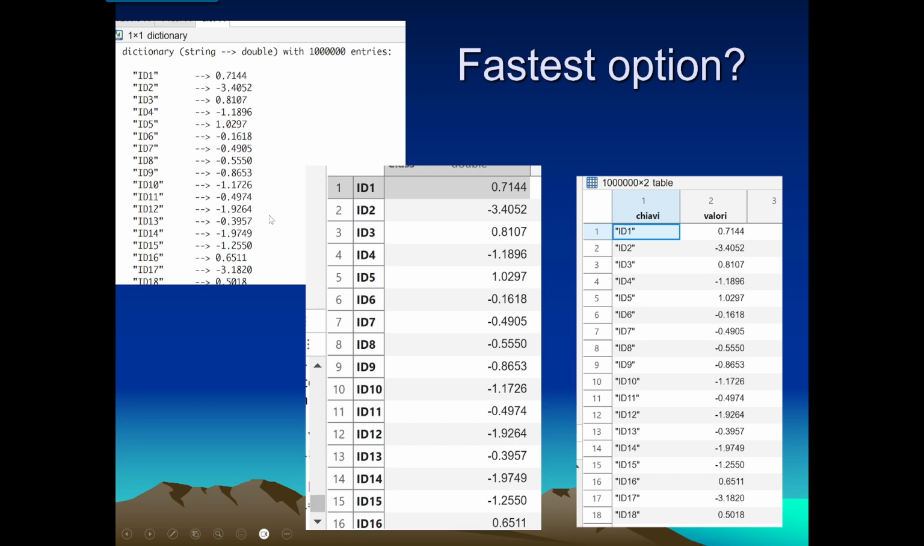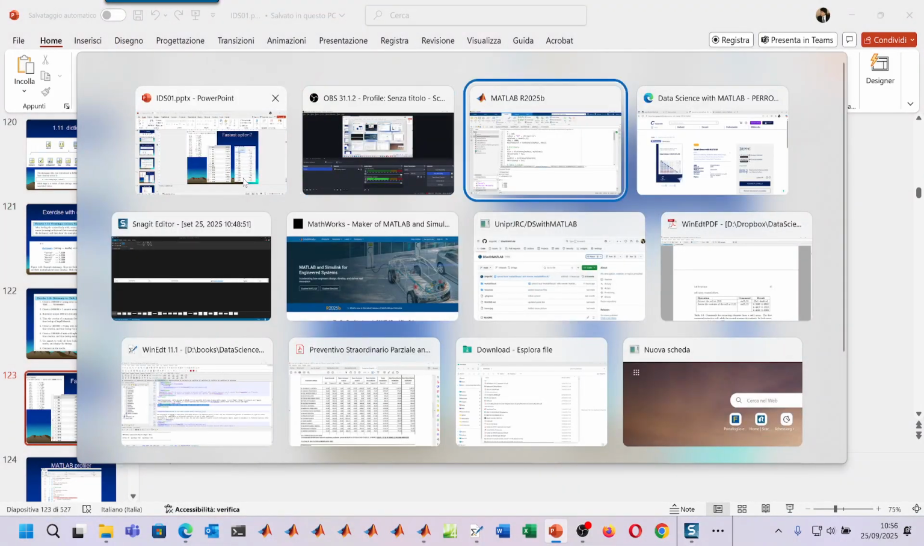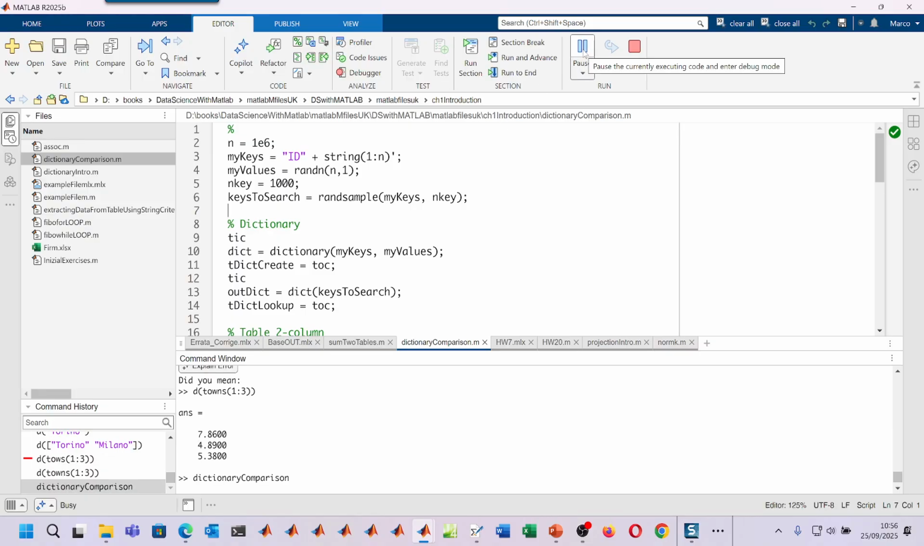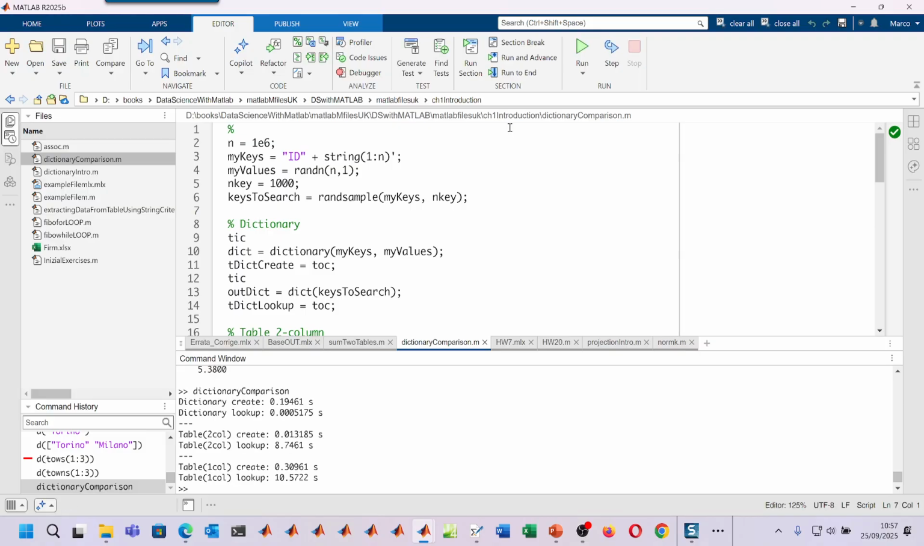There is this file which is called dictionary comparison. If you run this file, it compares the computing time it takes to search under the 3 options. So you see that even if my computer is very fast, here it is measuring the computing time. Okay. And here, this is the answer.